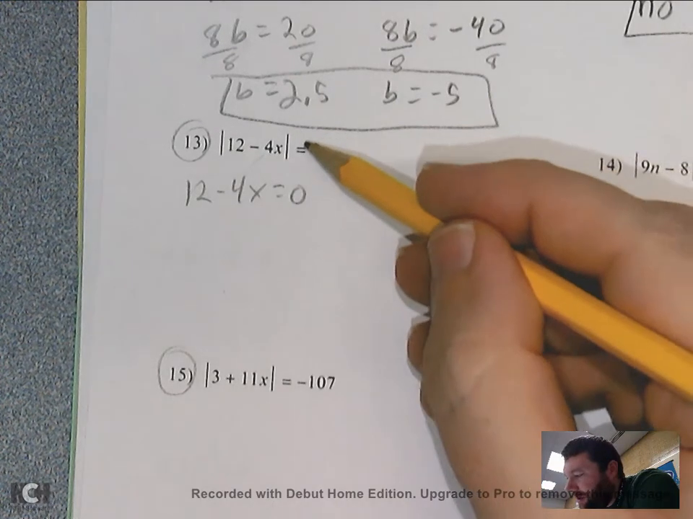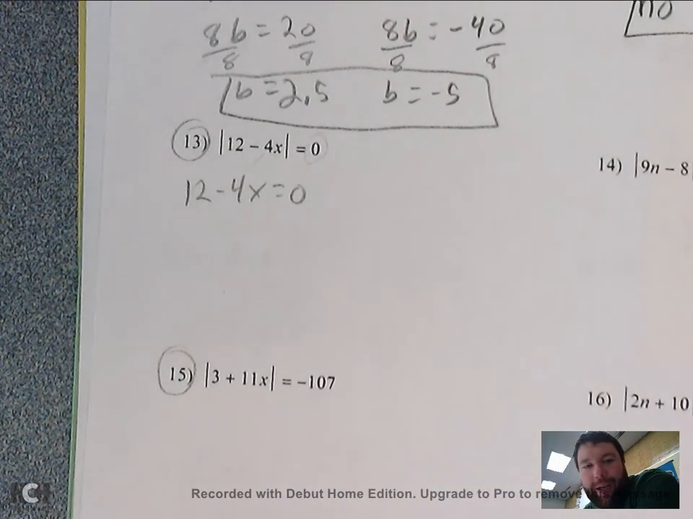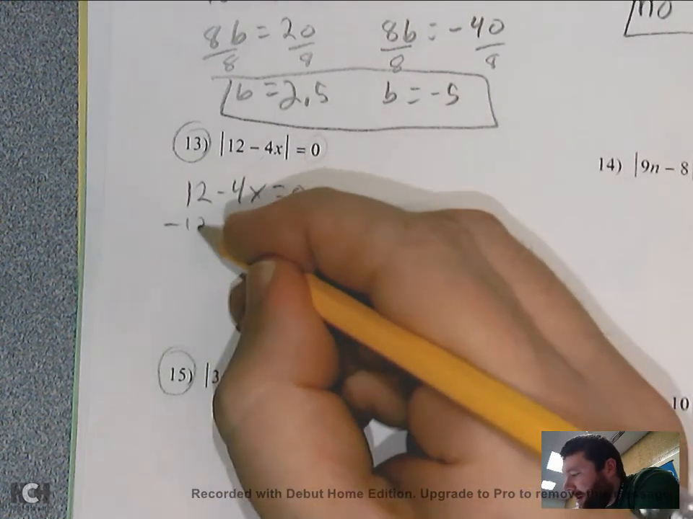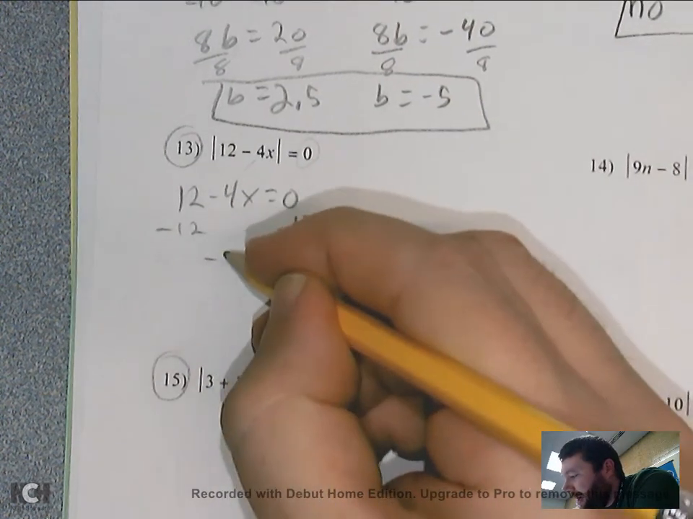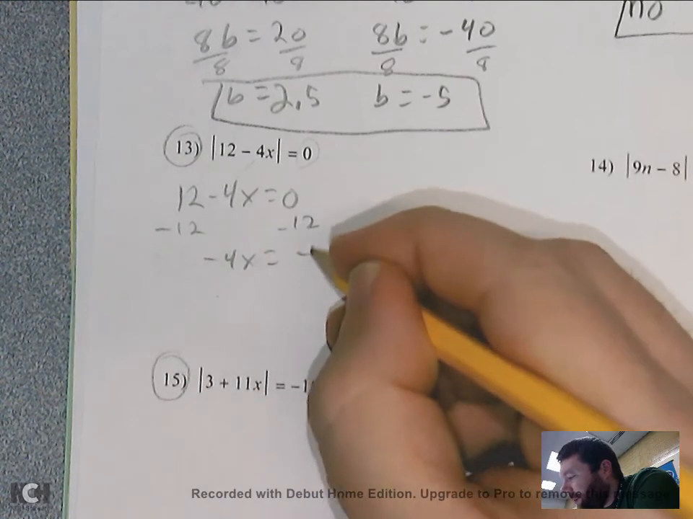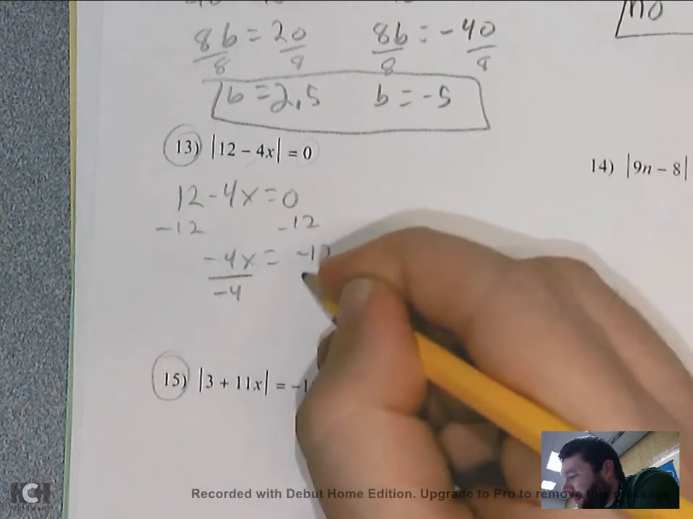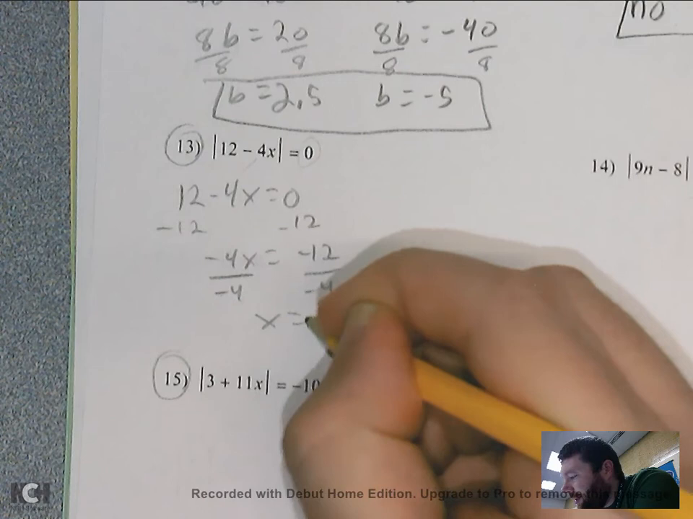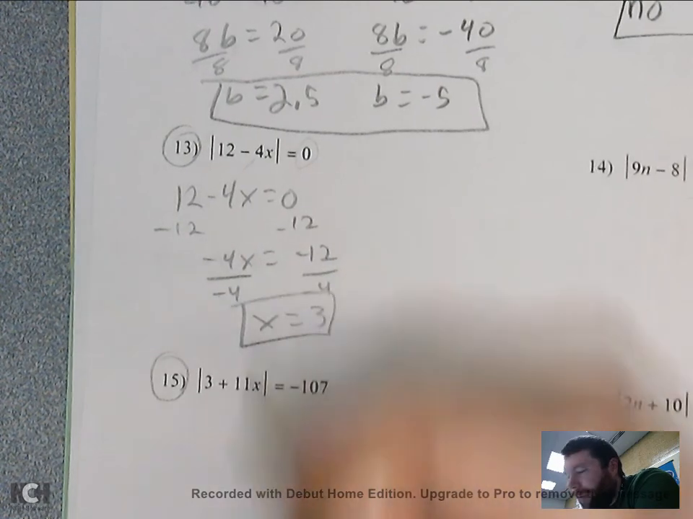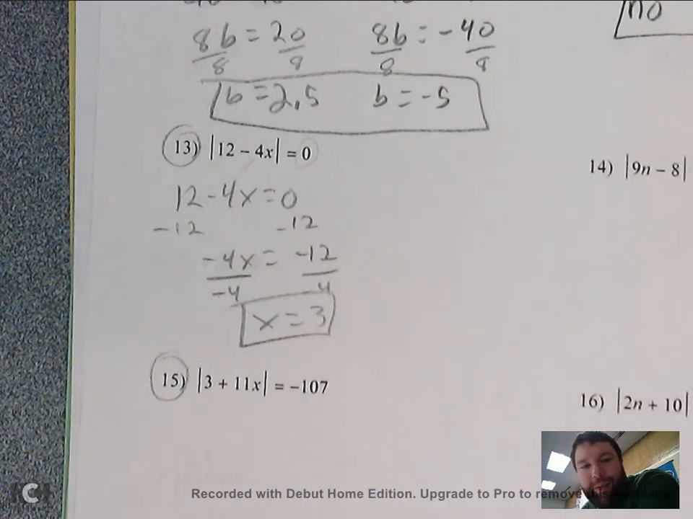When the absolute value is equal to 0, there's only one answer, and it's whatever it is when it's equal to 0. So you would subtract 12, which gives you negative 4x is equal to negative 12, divide by negative 4, and you get x is equal to 3. That'd be your one answer. There's only one answer on that one.